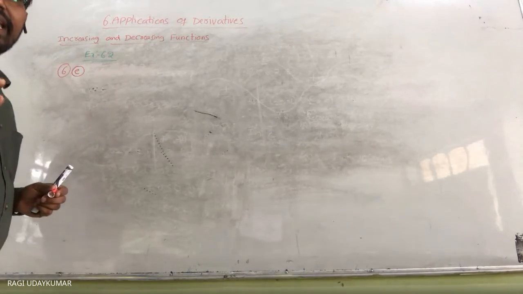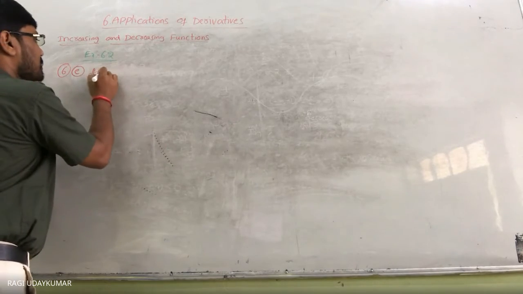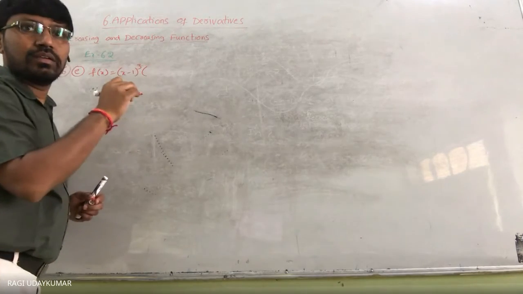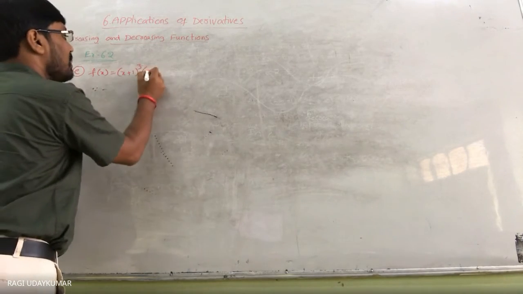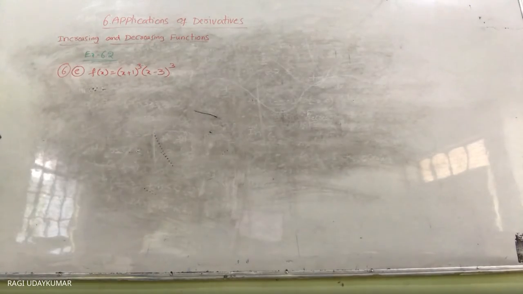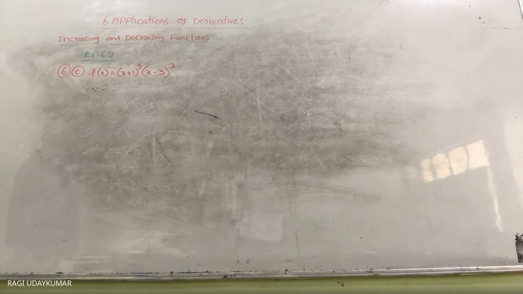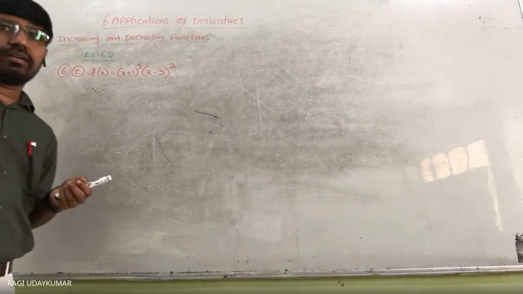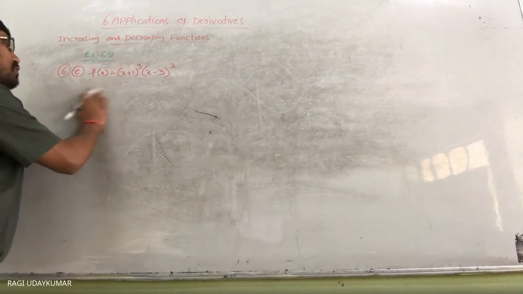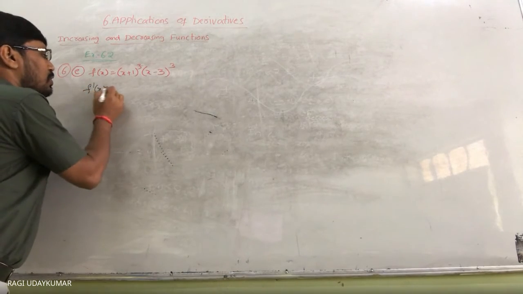So for question E, the function is given: f of x is equals to x plus 1 whole cube, x minus 3 whole cube. There is no need of expanding this. So now what to do here? We need to find f dash of x in this. So how do we find f dash of x?